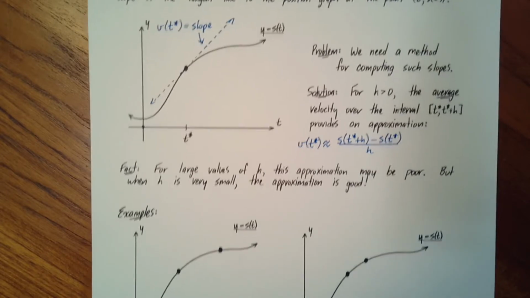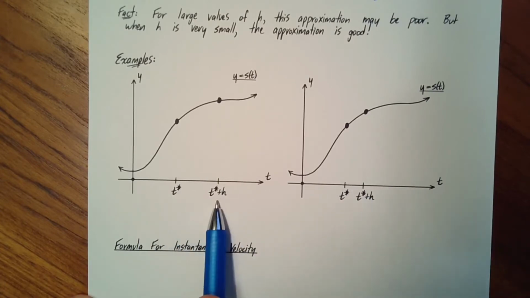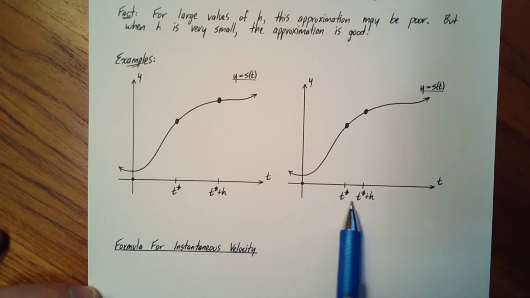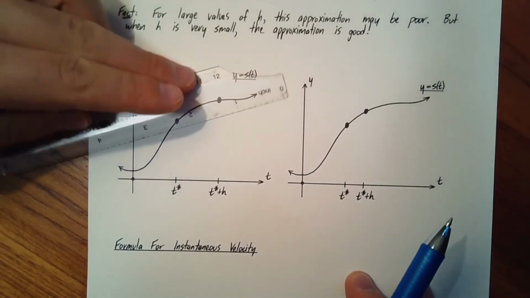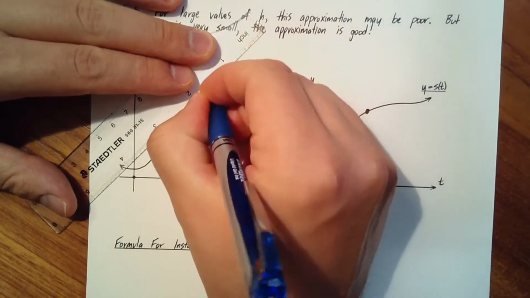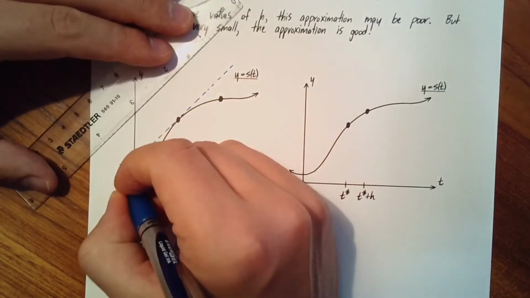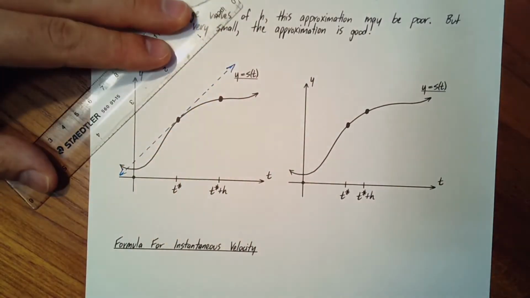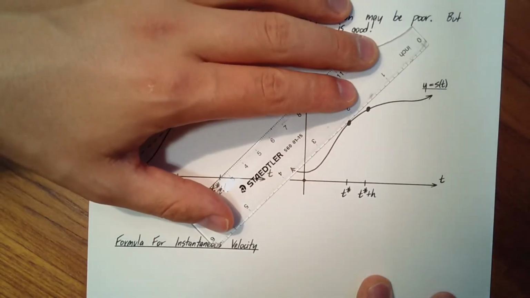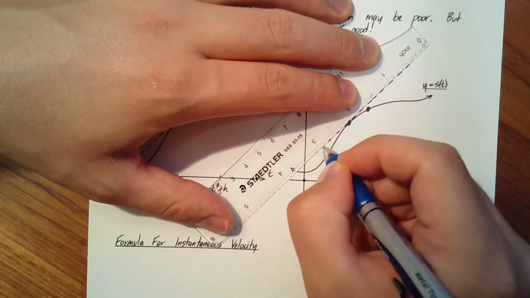Let's look at a couple of examples in these pictures below. I've got the same picture twice, and in both cases I've got a t star and a t star plus h labeled on the t-axis. But you can see in the second picture the t star plus h is closer. Let's start by sketching the tangent line in both pictures. It's going to look something like this. Here's the tangent line in the first picture, and in the second picture it's going to look like this. Same line, of course.